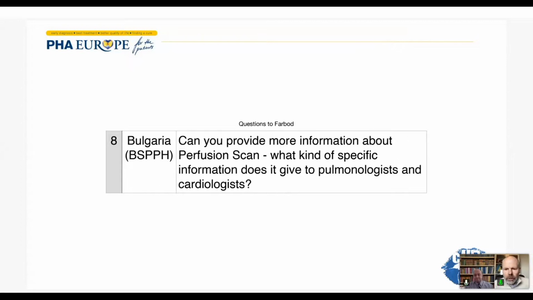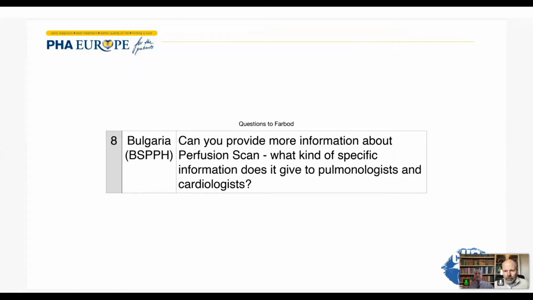Another question from Bulgaria. Can you provide more information about perfusion scan? What kind of specific information does it give to pulmonologists and cardiologists? Yeah, so a perfusion scan basically gives you a geometric representation of both lungs and tells you where the blood is flowing. In a normal lung, the blood should be flowing uniformly throughout both lungs. In an abnormal lung, the blood should be flowing only in the areas that are not abnormal.